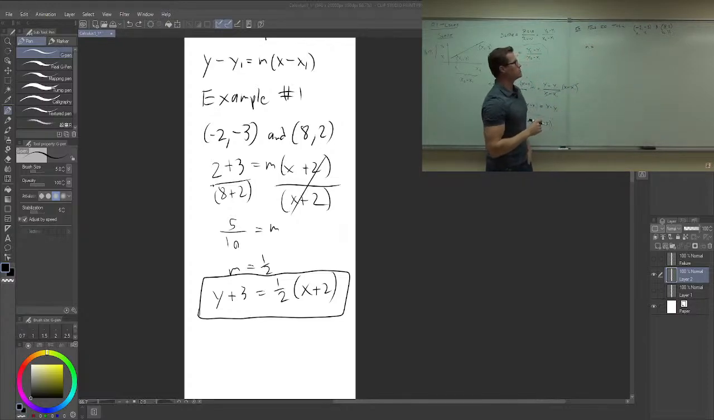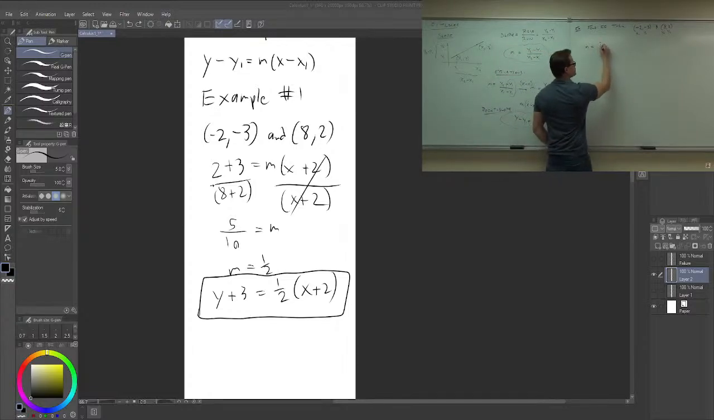We have Y2 minus Y1. What am I going to write down if I'm supposed to do Y2 minus Y1 right now? 2. 2, like that?